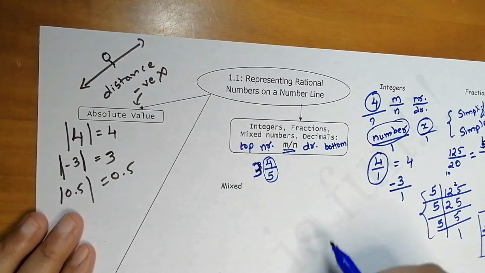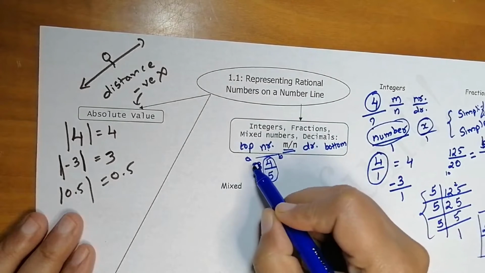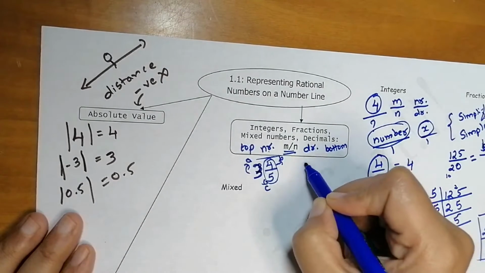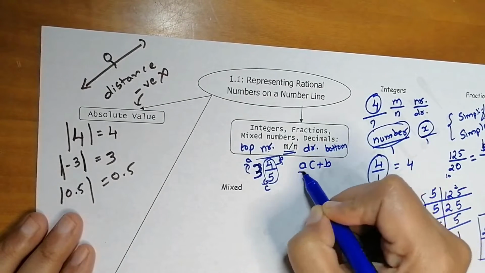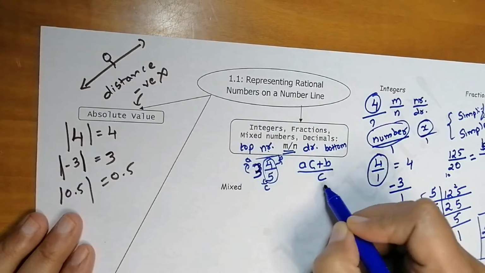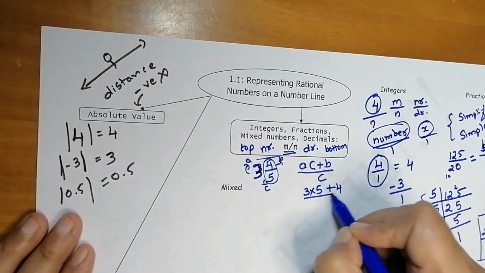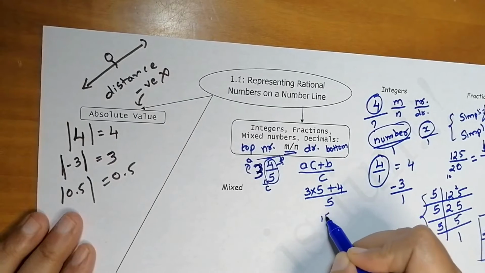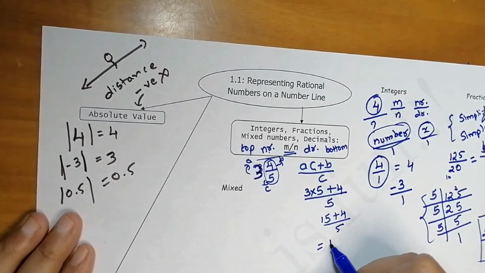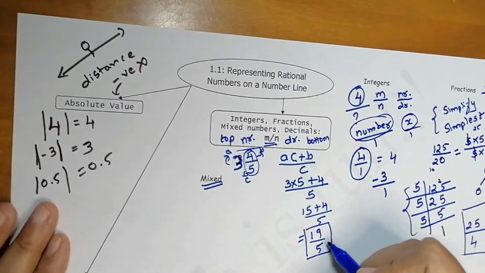To solve this, let's label as we go this way, okay? A, B, and C. So this is A, this is B, and this is C. And the formula is AC plus B over C. AC, right? Meaning A times C. So that is 3 times 5. B is 4 and C is 5. 3 times 5 is 15 plus 4 over 5. That is 19 over 5. This is how you convert a mixed number into a fraction.